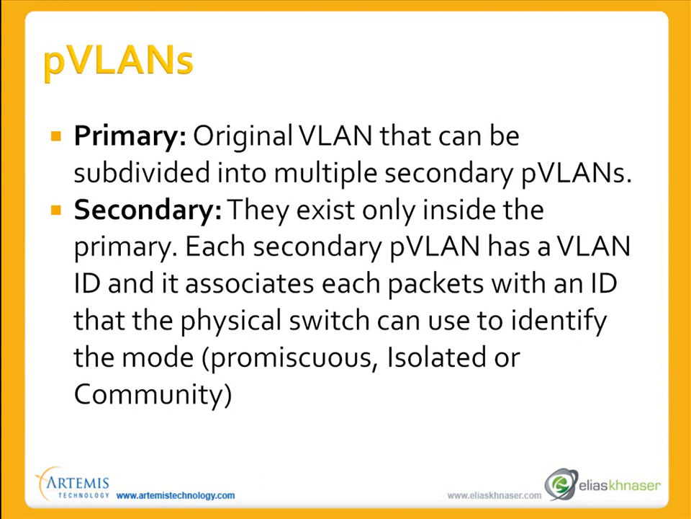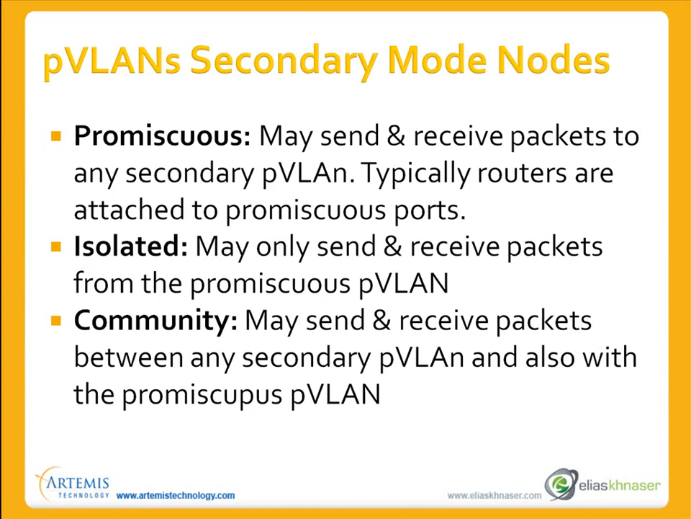So let's move on to defining what the promiscuous, the isolated, and the community mode for a secondary private VLAN can do. Now, a promiscuous port is typically associated with a router. A promiscuous port can talk to any other port group or any other mode. So it can talk to the isolated and it can talk to community. Now, isolated is exactly what the name implies. You put a host in an isolated secondary private VLAN, and the only port it can talk to is that promiscuous or that router node or port.